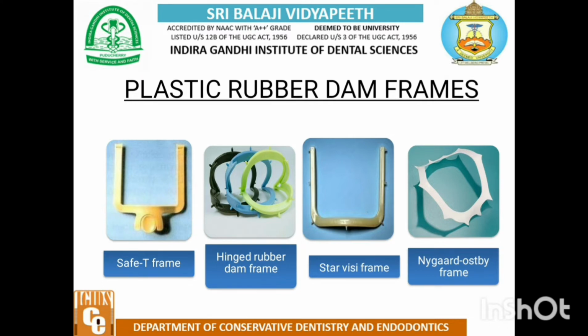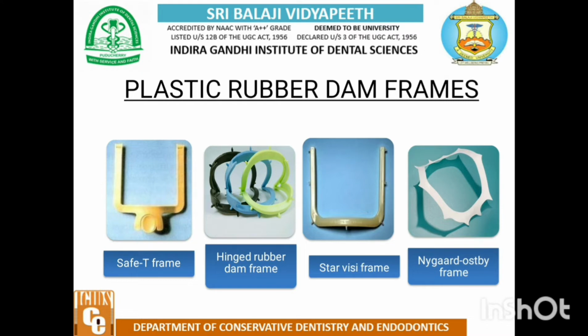Now let's look in detail at each frame. Hinged rubber dam frame. A double hinge situated in the vertical axis of the frame allows it to be folded in half in the vertical direction. Safe T frame.